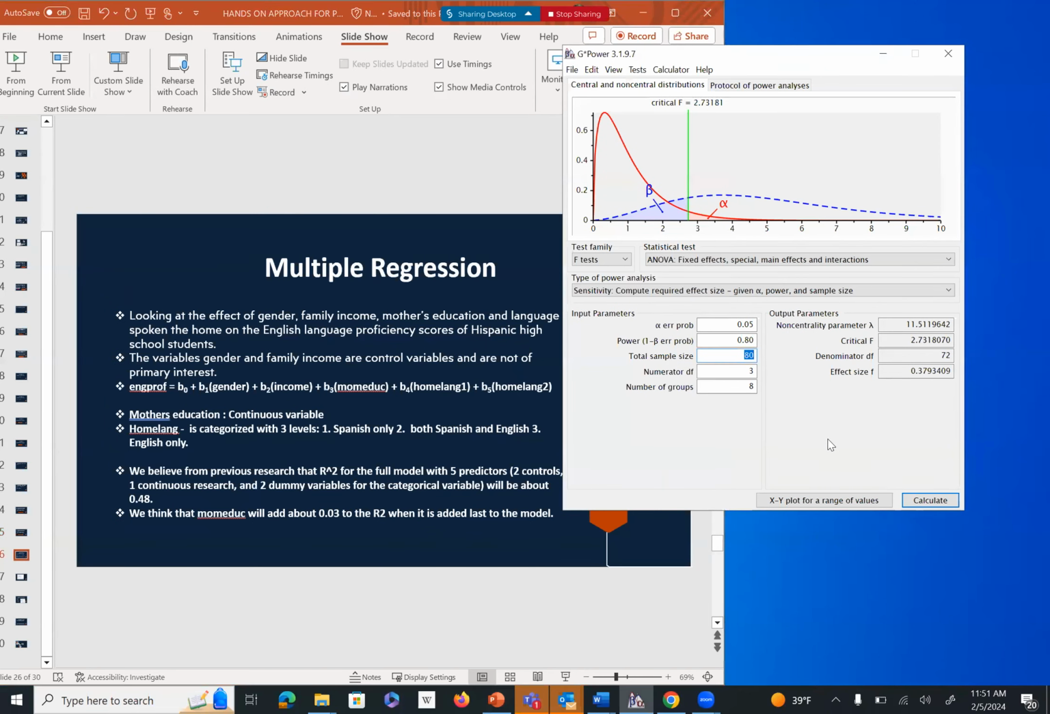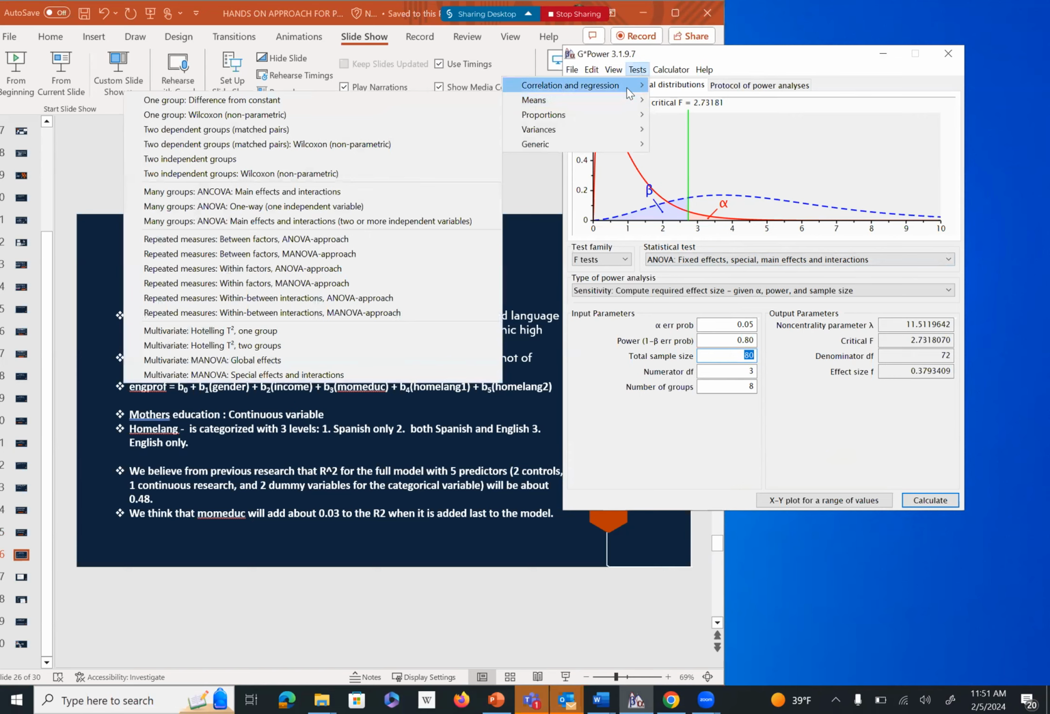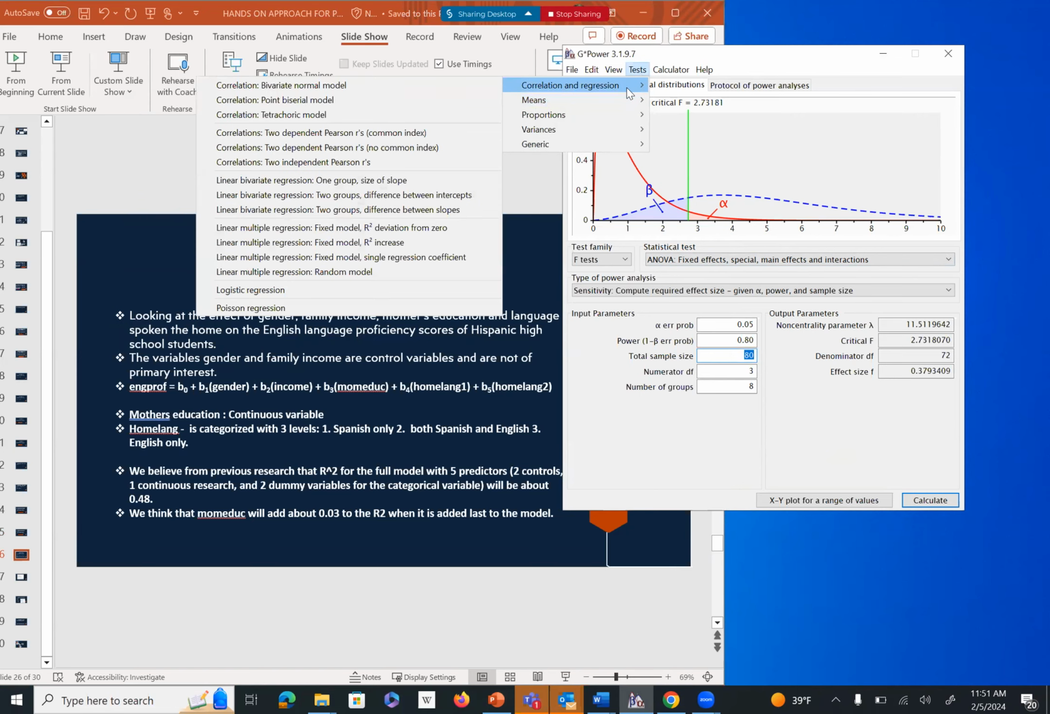Okay, and then lastly, the last example I have is multiple regression. So here you can perform regression using the correlation and regression tab. There's multiple regression options, like a linear bivariate regression. You're just looking at one group, seeing the size of the slope. You're comparing to see whether there's a difference between the intercepts in two groups, performing a bivariate regression, or you're looking to compare the difference between the slopes.